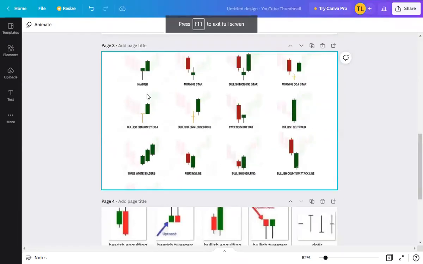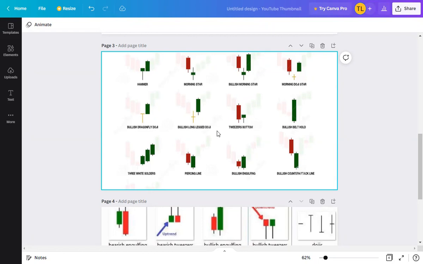Under that, we have these patterns. Here we have what we call the hammer. Here we have the morning star, the bullish morning star, the morning doji star, the bullish dragon doji, and the bearish long legged doji. There are so many of them. You don't need to stress your head cramming their names. Just understand what it formed.